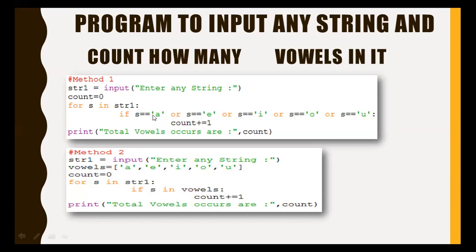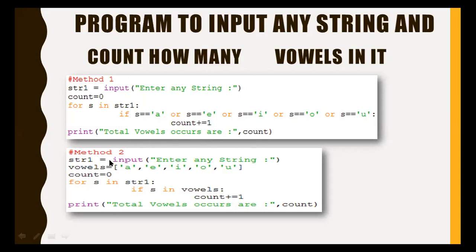Now if s equal a, or s equal e, i, o, u, it will work with all the vowels: count plus equal 1. Now print total vowels occurs are count. Total vowels, how many times they occur, each and every vowel will be displayed.